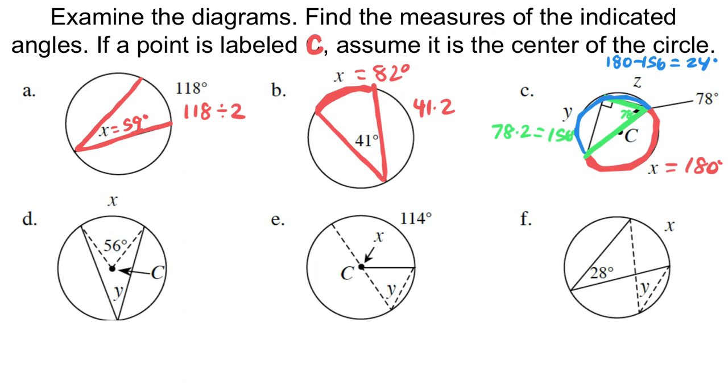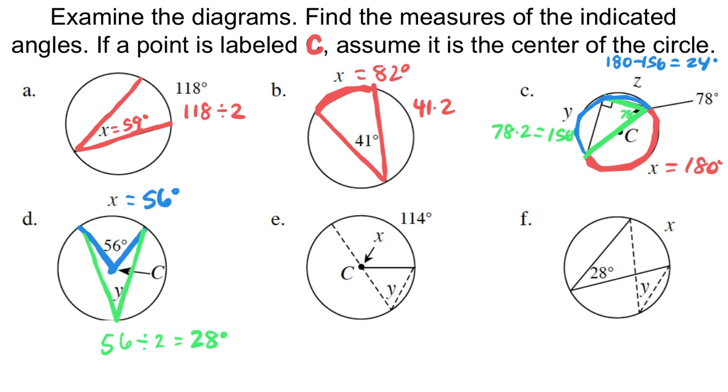If we go on to the next picture, we've got this 56-degree angle here. That's a central angle since it's got its vertex here at C. Central angles and their arcs are the exact same size, so that means X is going to be 56. If you notice Y is an inscribed angle, you can see that we're going to take 56 and divide it by 2 to figure out what Y is. So Y would be 28 degrees.